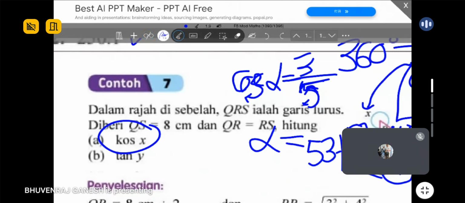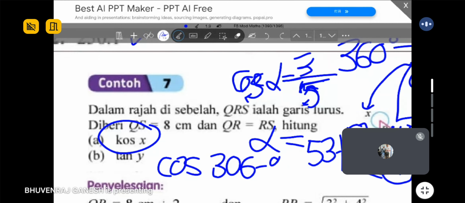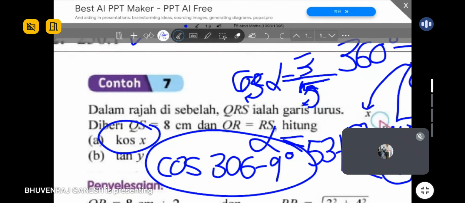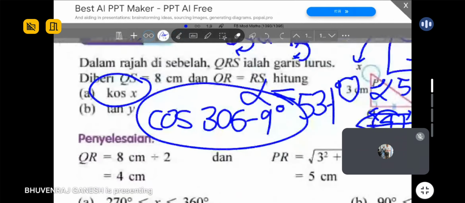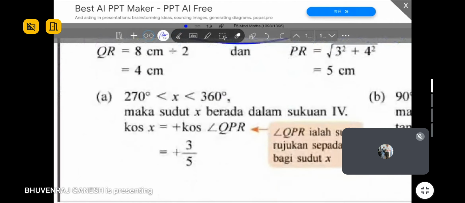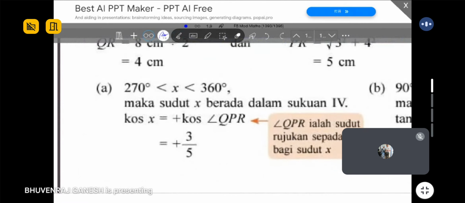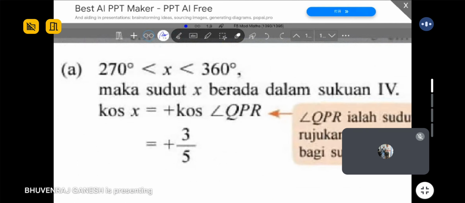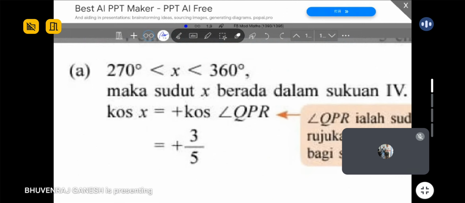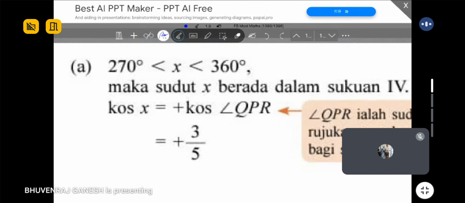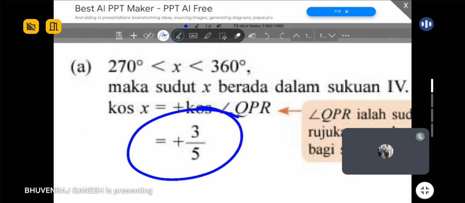So just tekan calculator again. So cos 306.9. Tekan yang ni dalam calculator. Then you will get the final answer. So jawapan dia sepatutnya tambah 3/5. So basically kamu boleh kekalkan dalam pecahan lah kalau tak mau tukar. Just maintain it in the fraction form. It is more accurate. So this will be your final answer. Kalau tekan calculator, kamu juga akan dapat nilai ni.